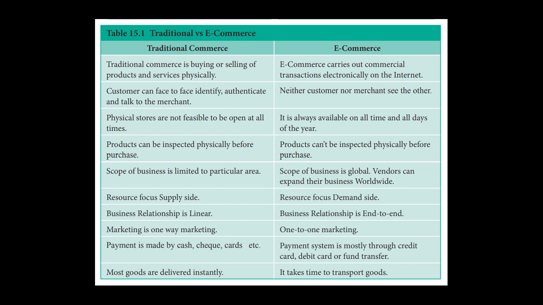The next one is marketing. In traditional commerce, it is one-way marketing, alright? And in e-commerce, it is one-to-one marketing. Here, even if you are not doing marketing in traditional commerce, you'll have a shop, and of course the people around your shop will know about you, and they'll come and purchase if they are in need of that particular product, right? In e-commerce, business is done only through marketing, right?